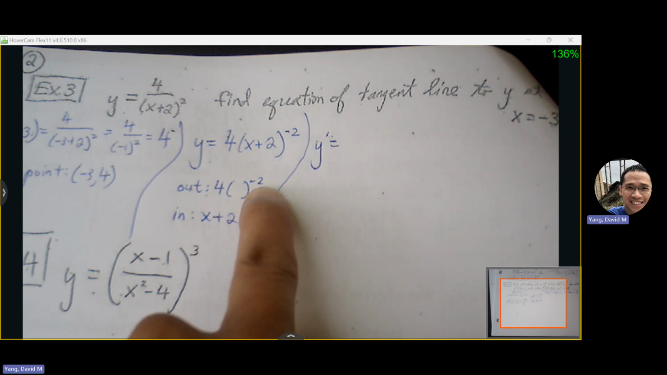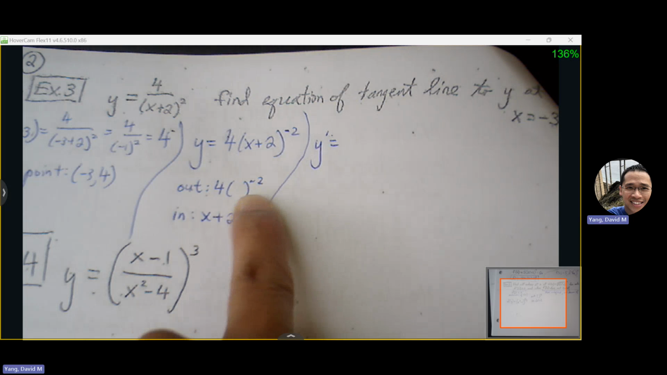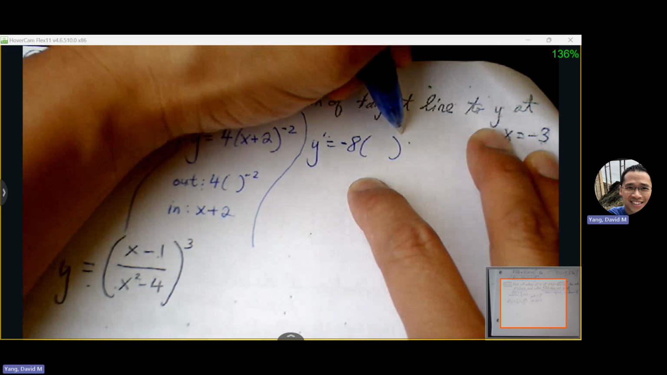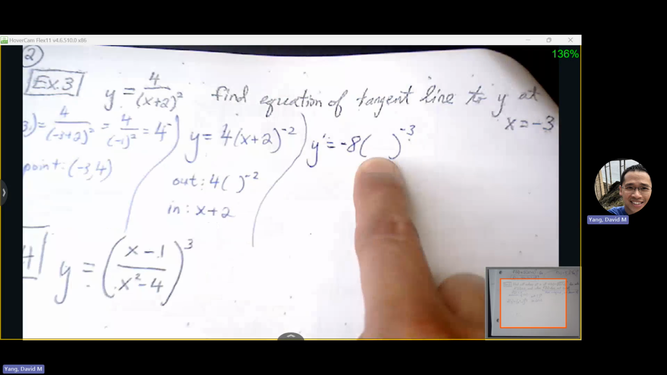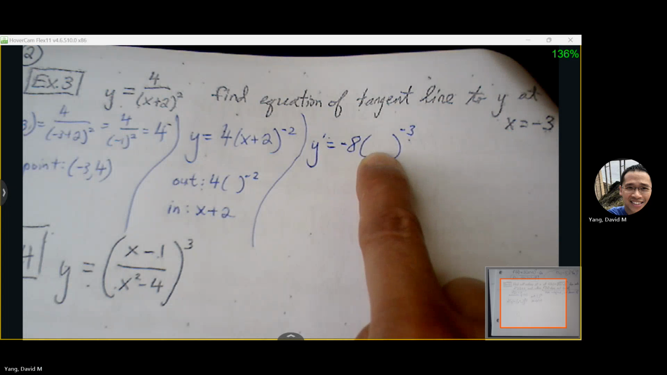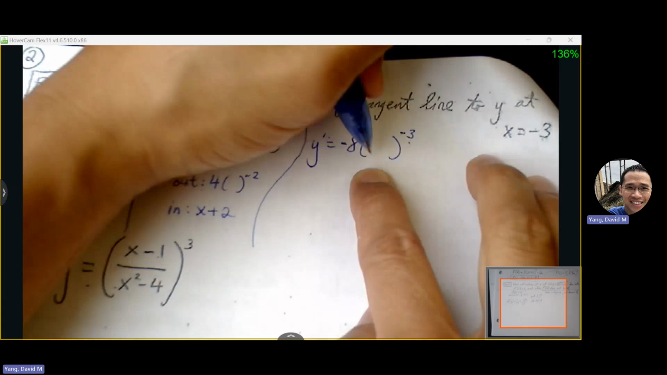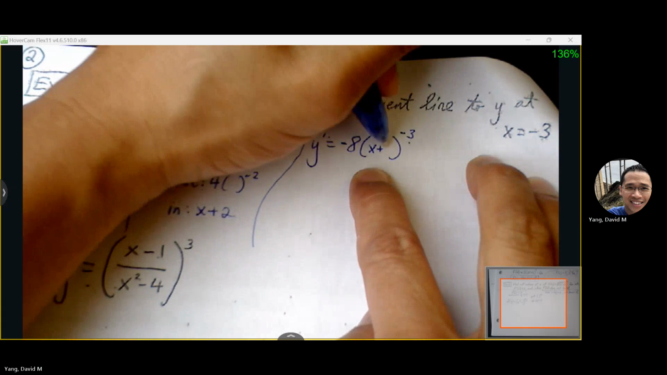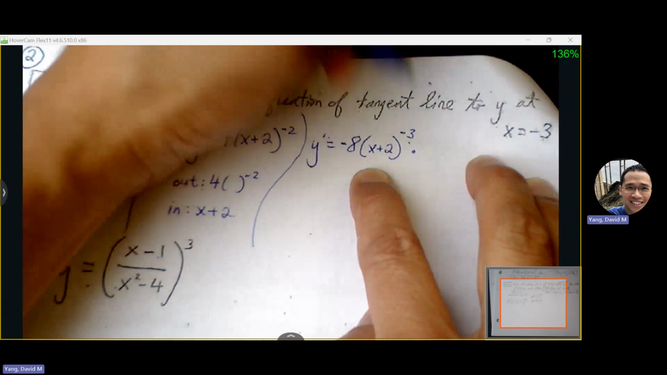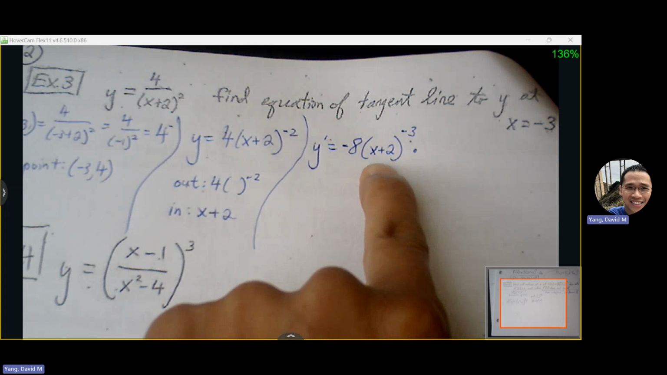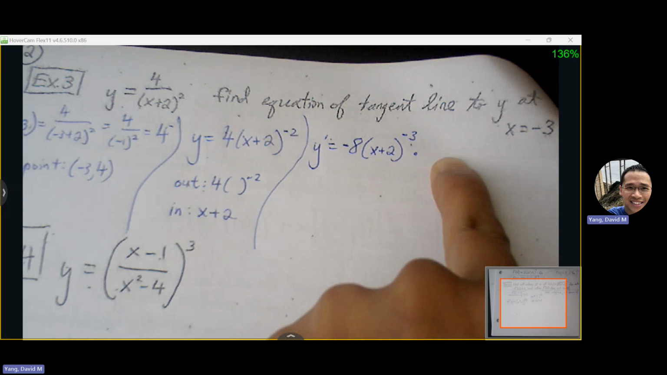Okay, bring the exponent down. What does that give us? -8 parentheses to the -3. Yeah. So we get -8 parentheses to the -3. What goes inside here? Good. We keep the original inside. We're not ready for that yet. We're not ready for its derivative yet. So this takes care of my outside portion's derivative. Now I'm ready for my inside portion.